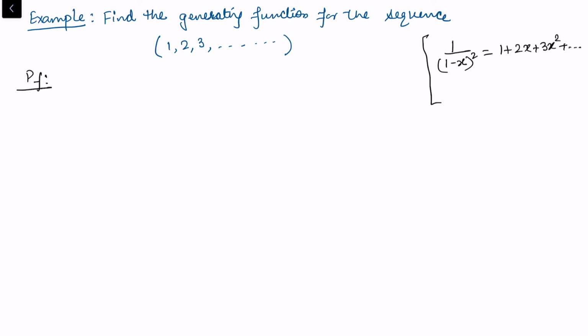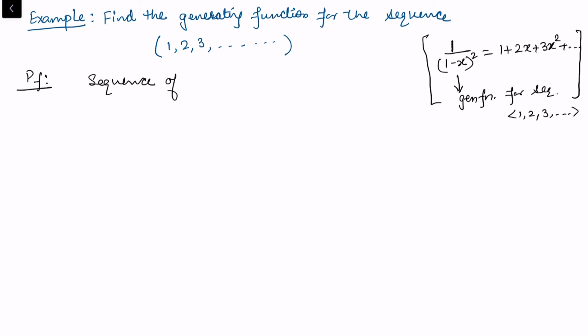So you can say that this is the generating function for the sequence 1, 2, 3 and so on. Okay, so this could be one of the answers. But suppose that you don't remember this formula. In that case, how do we derive 1, 2, 3? So what we can do is simply remember the first few basic sequences.